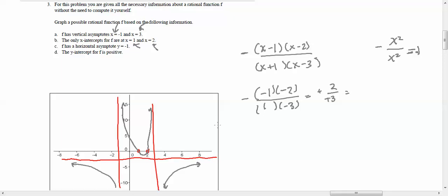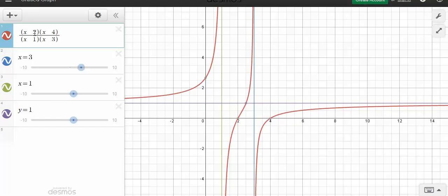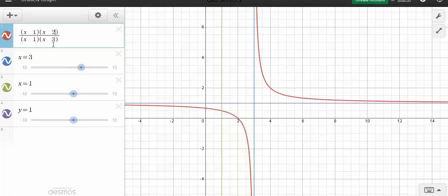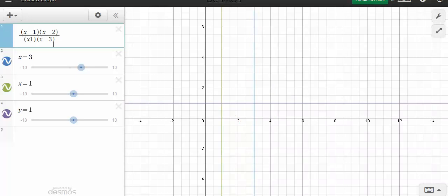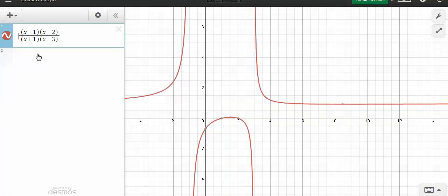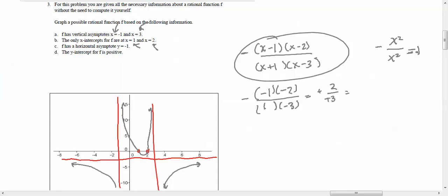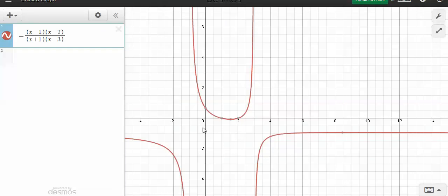I'll tell you what, why don't I graph this function right here and see if it has those properties. Negative x minus 1, x minus 2, over x plus 1, x minus 3. Yep, isn't that what I graphed? That's almost exactly what I graphed. It's kind of like that. The gray thing, right? It's exactly like what I did.